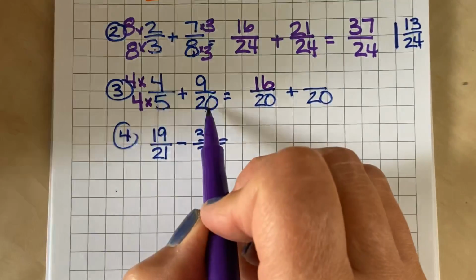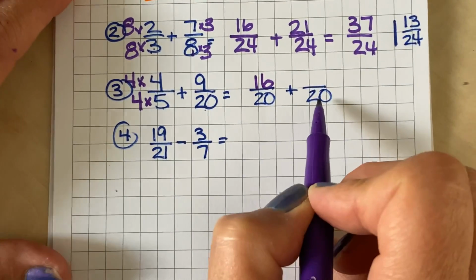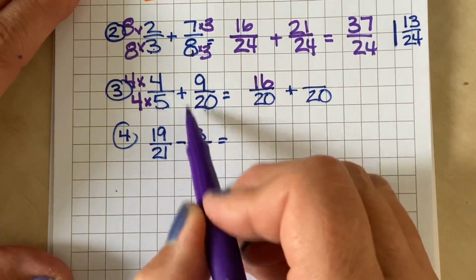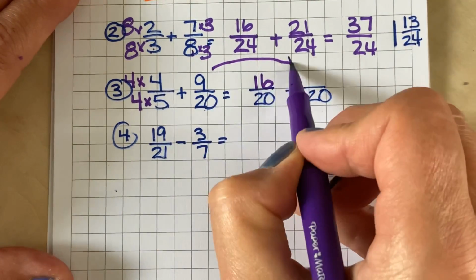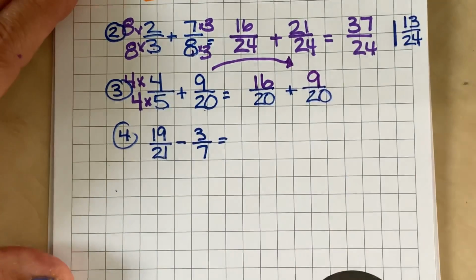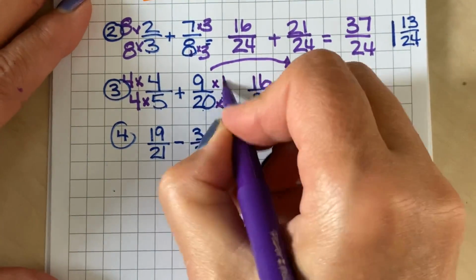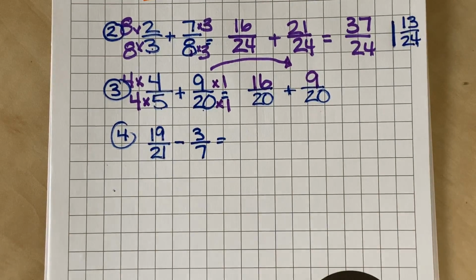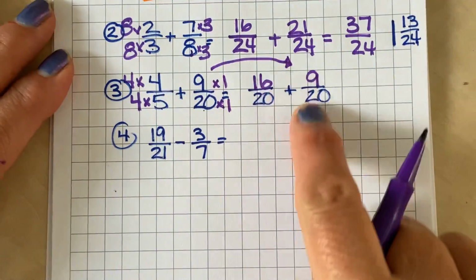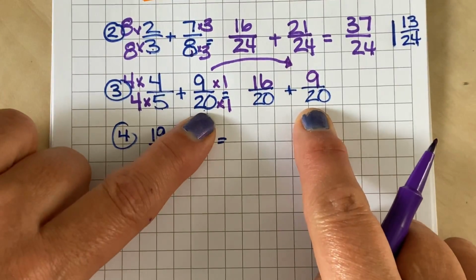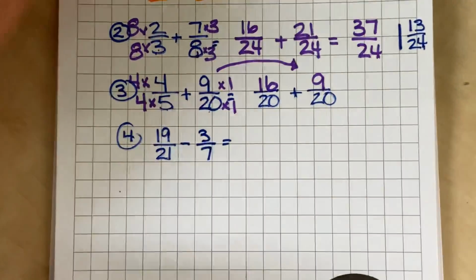All right, what did I multiply 20 by to get to 20? I multiplied it by 1. So I can either just leave this fraction and carry it over, or if you like the multiplication to keep it up, I multiplied by 1, I multiplied by 1. That's literally what I did. So you could do it either way. You can just carry it over because it's the same denominator, or you could do the times 1 if that makes it easier for you.